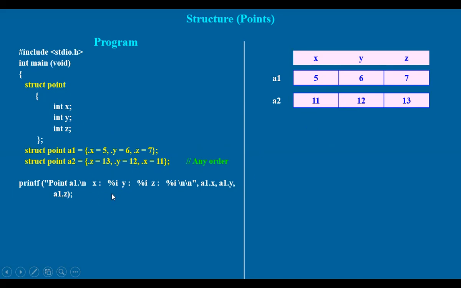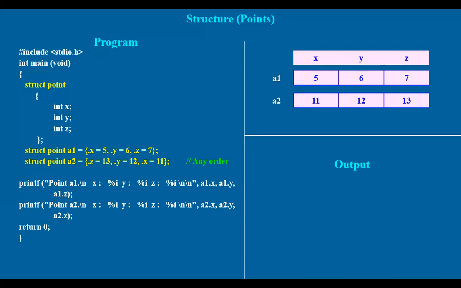Suppose I want to display the values of the first variable A1X, A1Y, A1Z. Next, the second variable A2X, Y, and Z in the same order, right? In an orderly fashion. Complete this, and now if you observe the output, compiling and executing gives the values in the assigned order. Whatever values you have assigned, 5, 6, 7, 11, 12, 13, respective values will be filled in the respective fields.